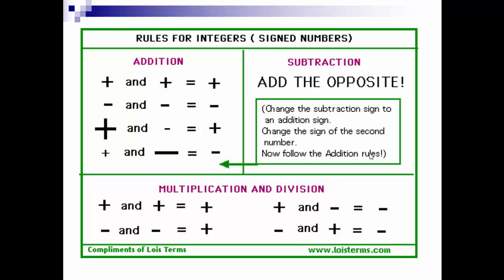Multiplication and division. A positive times a positive is a positive. A negative times a negative is a positive. A positive times a negative is a negative. And a negative times a positive is a negative.